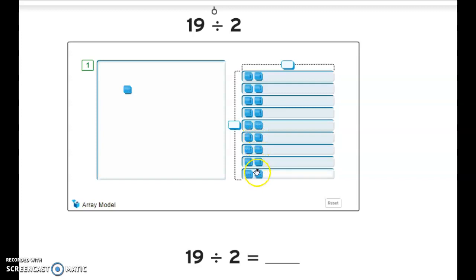Can we make another full group of 2? No, we only have one block left. We cannot make another group of 2.